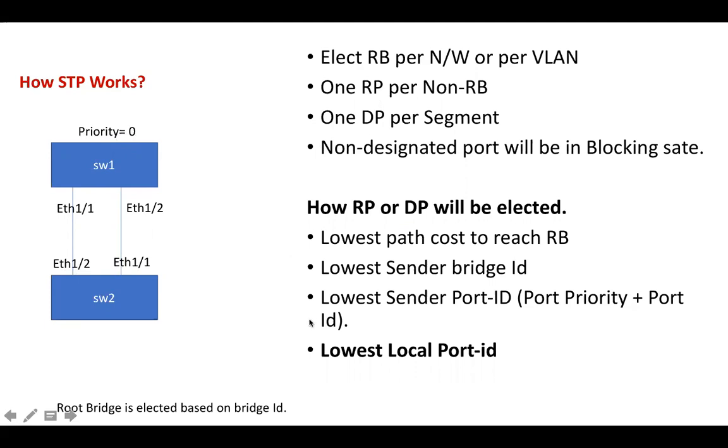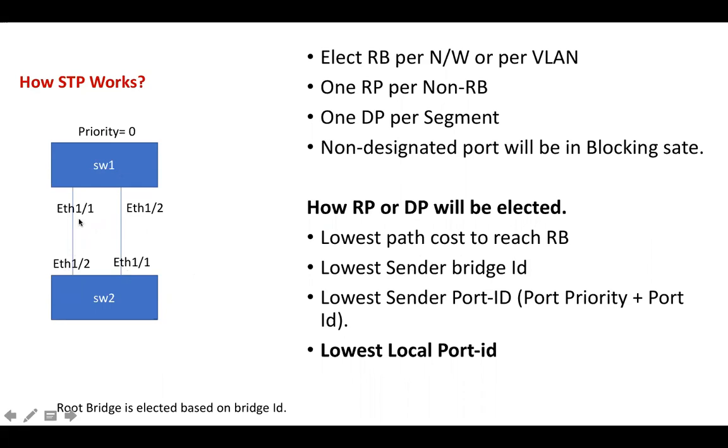And here are the criteria to elect the root port. To elect the root port, first of all, we will check the path cost. Let's assume path cost is 2 from both sides. In that case, it will go with the other criteria, which is lowest sender bridge ID. We are receiving STP BPDUs from switch 1 on both the ports, so sender bridge ID is also the same. Now the lowest sender port ID.